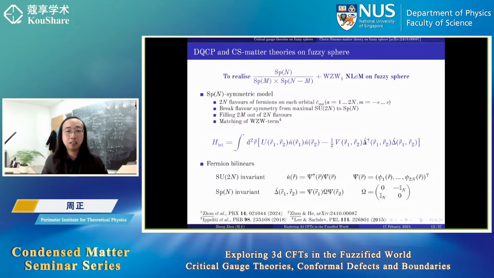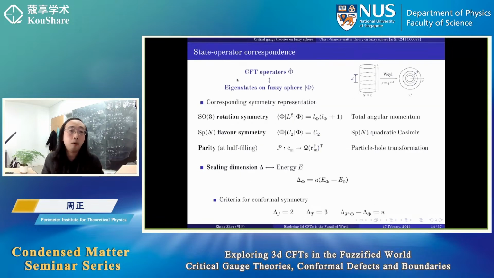So we study this model through an exact diagonalization calculation. How do we extract the information of the CFT? That is through the state-operator correspondence. Remember that each CFT operator has a corresponding eigenstate on the fuzzy sphere, and they have a corresponding symmetry representation.